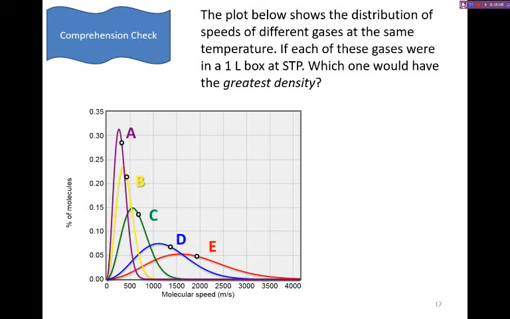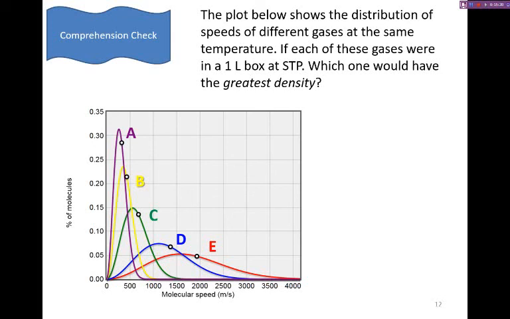So this plot shows the distribution of speeds of different gases at the same temperature. We want to know, if each one is in a 1 liter box at STP, which one's going to have the greatest density? Take a moment to think through this on your own, and then I'll walk you through a solution.